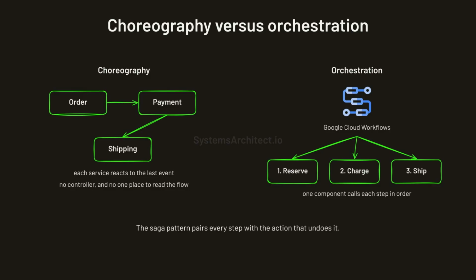Coordinating one business process across services happens in two ways. Choreography lets each service react to events on its own, with no central controller. Orchestration puts one component in charge of invoking each step in order. AWS Step Functions, Azure Durable Functions, and Google Cloud Workflows are orchestrators. The Saga pattern handles long-running transactions by pairing each step with a compensating action. A failed payment triggers an inventory release, since there is no rollback across separate databases.